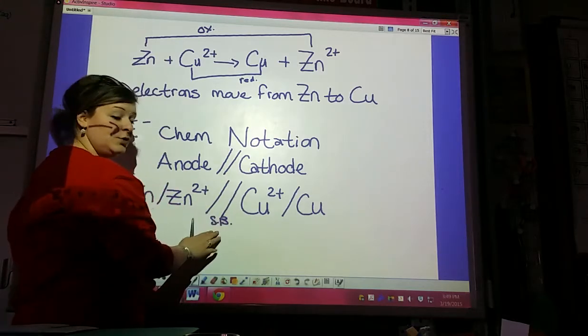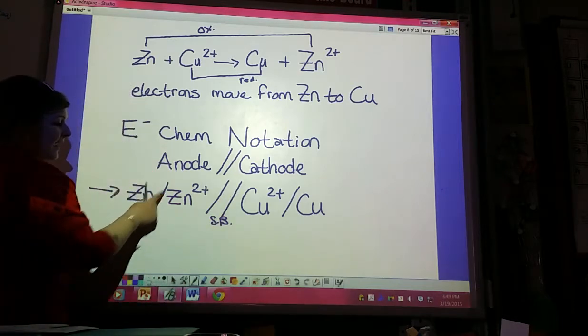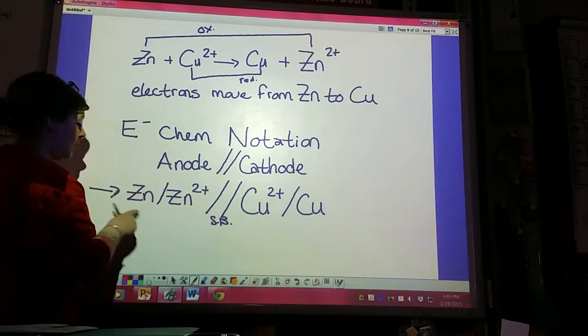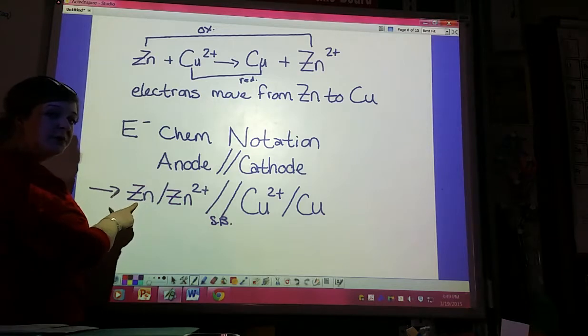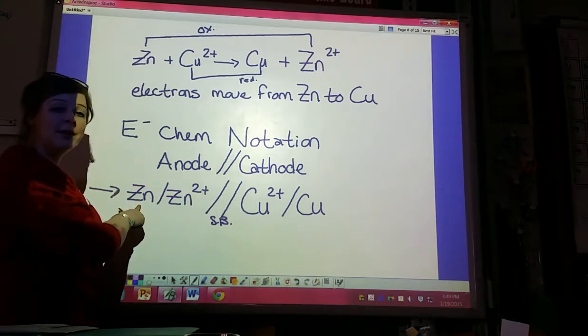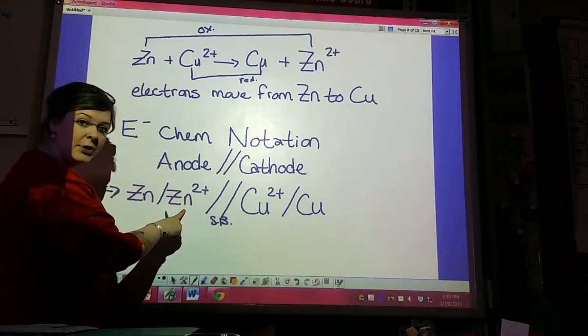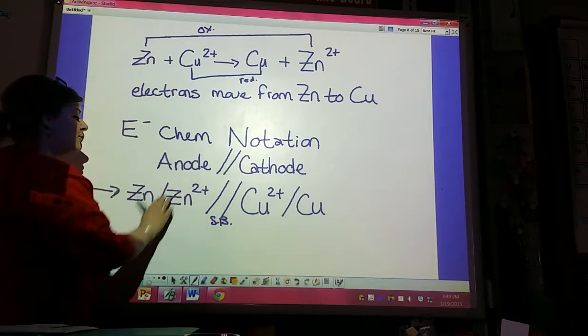Again, 2 lines to represent the salt bridge. So you'll note that I have one single line separating. This is what I'm starting off with originally. It's going to go through oxidation to make Zn2+ ions. Okay? So these are just separating.